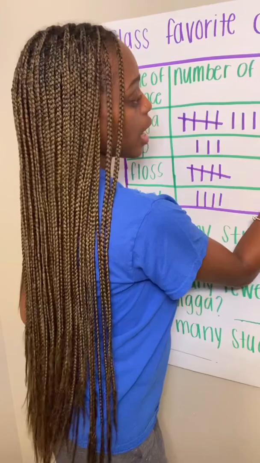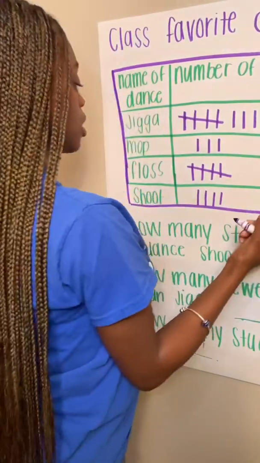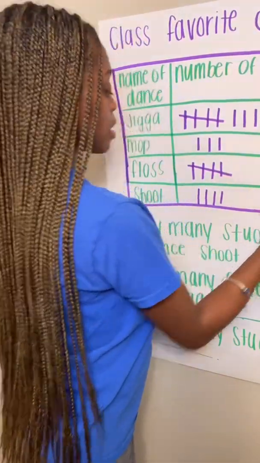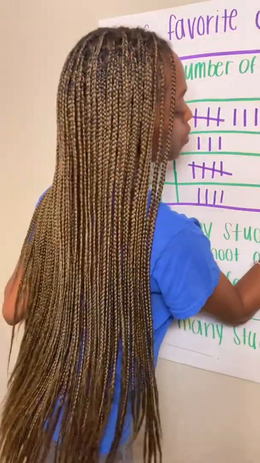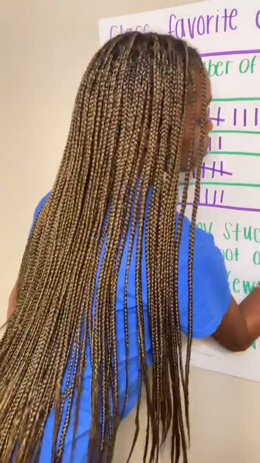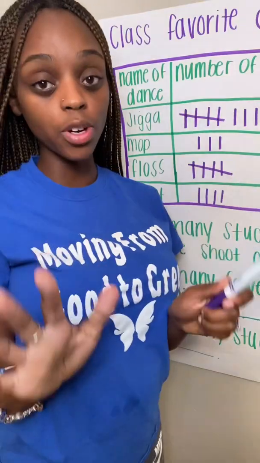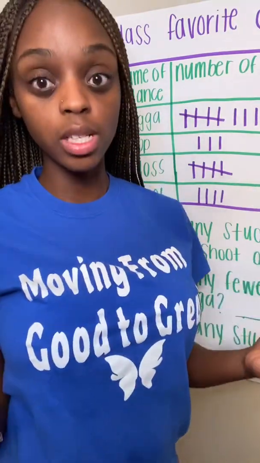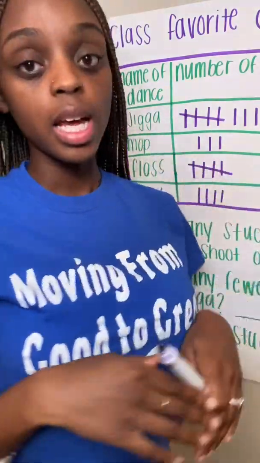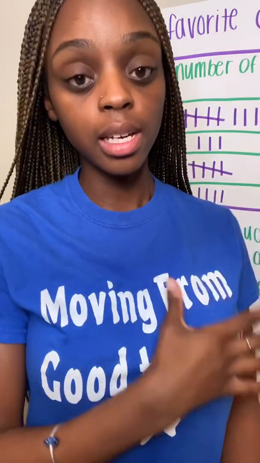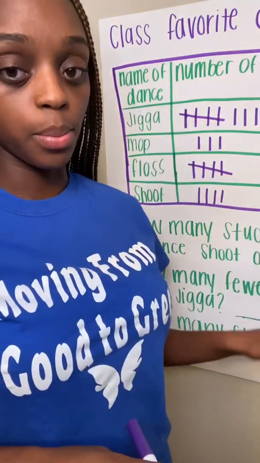So we'll put 8 right here because 8 people voted for Jigga. 3 people voted for the mop. 5 people voted for floss. And 4 people voted for shoot. That's just for you. You don't have to do it, but if you need to, it's here for you. The last thing we're going to do is answer questions based on our table.